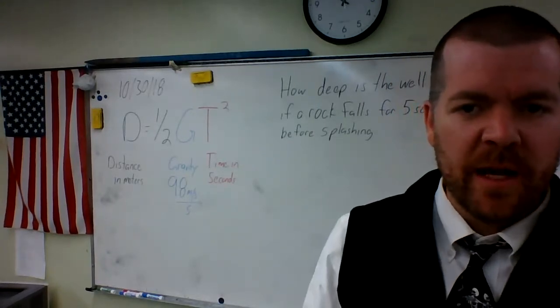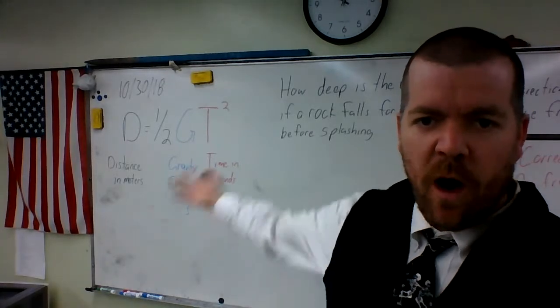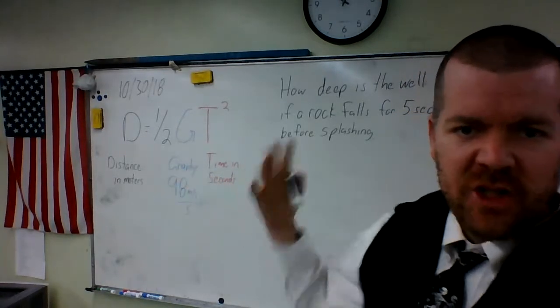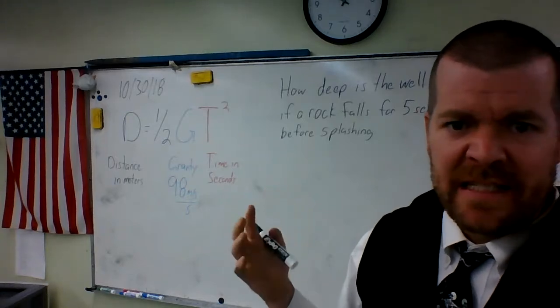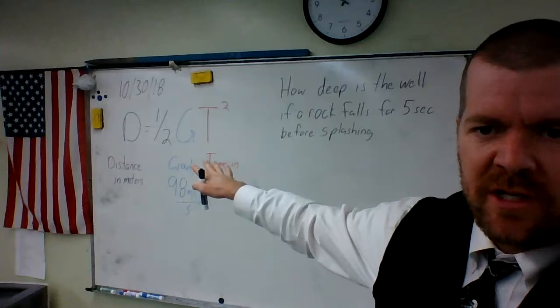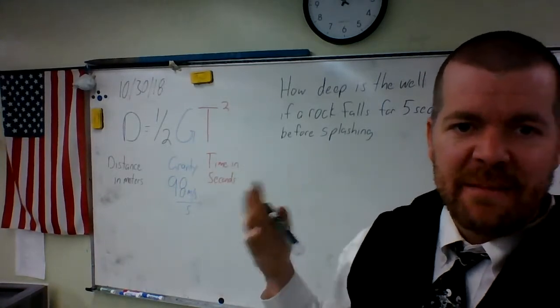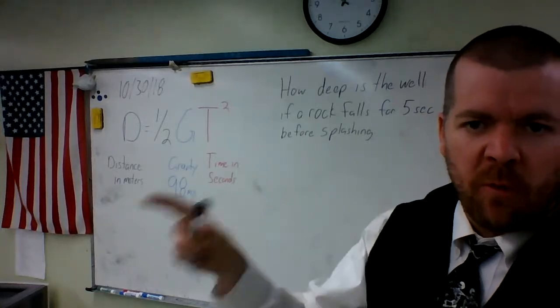And in the spirit of Halloween, I thought we would do something that was a little scary for two reasons. One, it has a little bit of algebra. And two, we're thinking about the depth of a deep, dark, creepy well. So today what we're going to use is this equation, distance equals 1/2 gt squared, to figure out the depth of a deep well that we drop a pebble or a rock down.